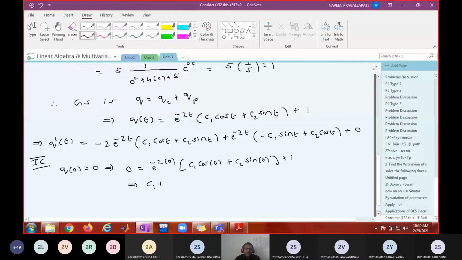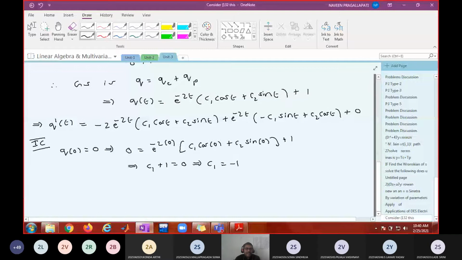Therefore, what is c1? c1 is equal to minus 1. And what is q dash of 0? q dash of 0 equal to 0 means 0 is equal to minus 2. I'm directly substituting 0 and assuming it as 1. So c1 cos 0 is 1, sin 0 is 0. So c1 into c1 plus e power 0 is 1 and sin 0 is 0, cos 0 is 1, c2.